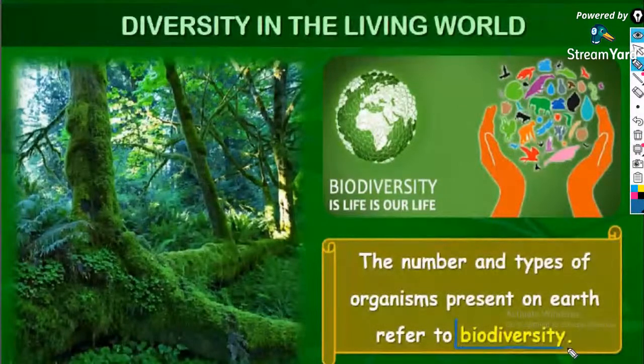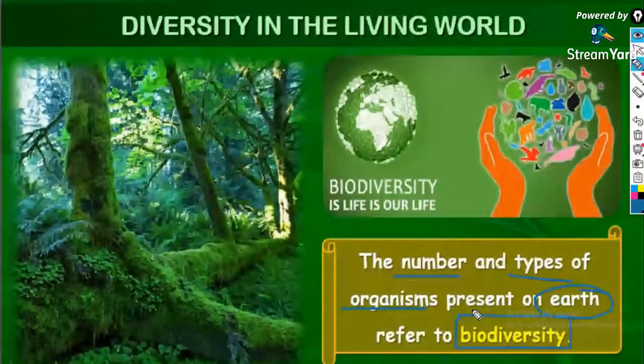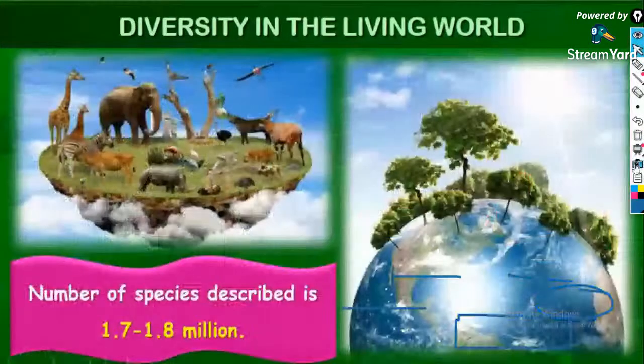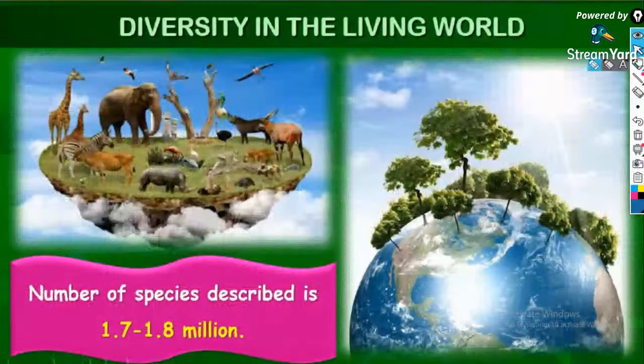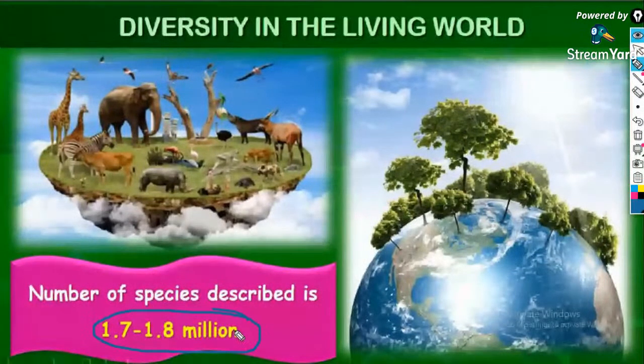Biodiversity means the total number and type of organisms present on the earth. The total number of organisms or living beings present on the earth is known as biodiversity. Next, you can see the number of species described is 1.7 to 1.8 million. This is at least a 25 times repeated MCQ.